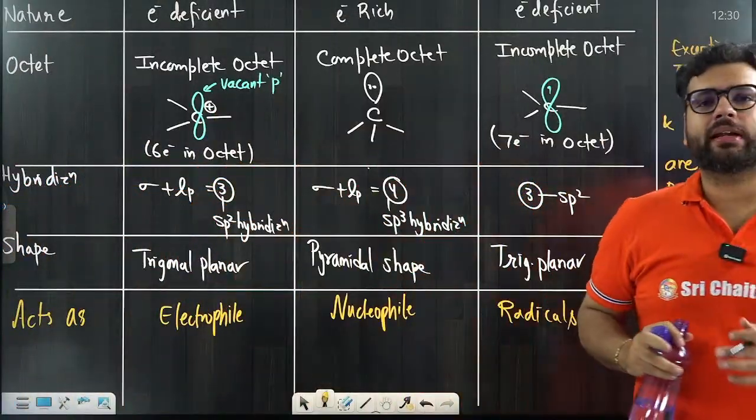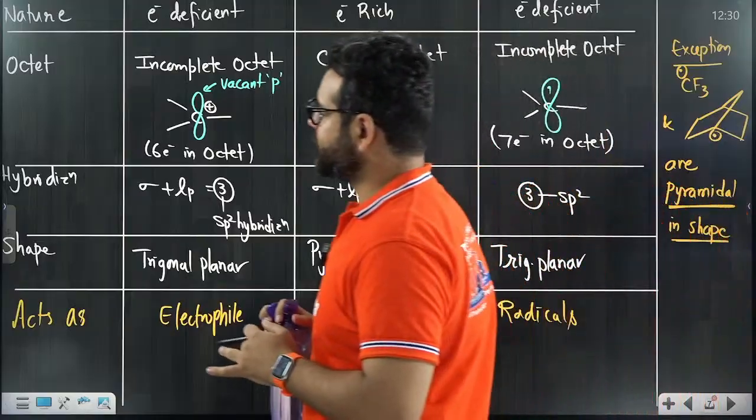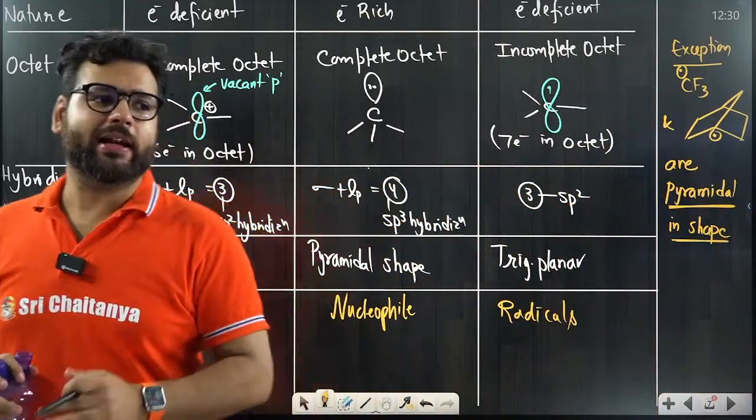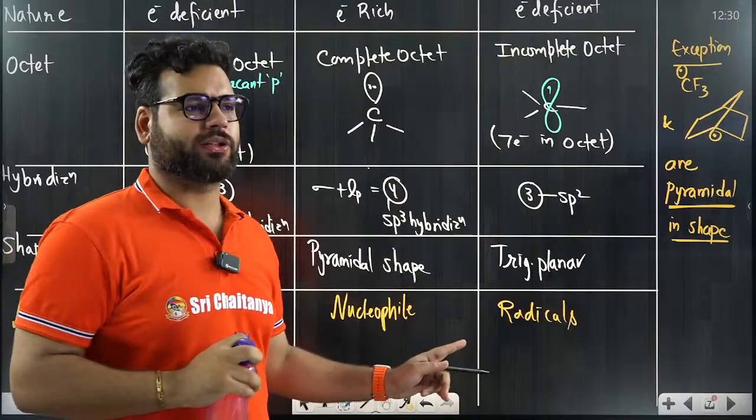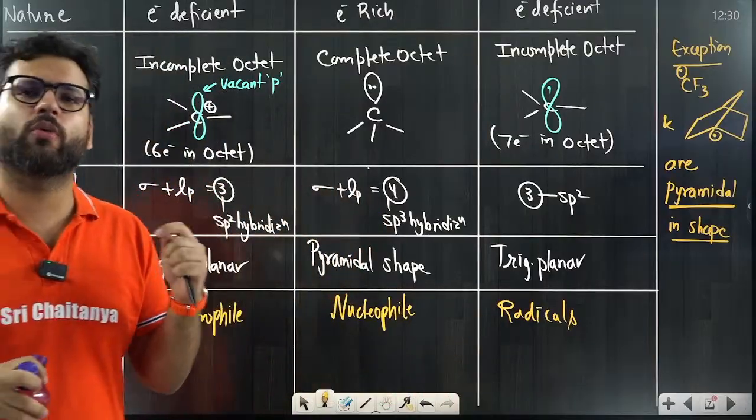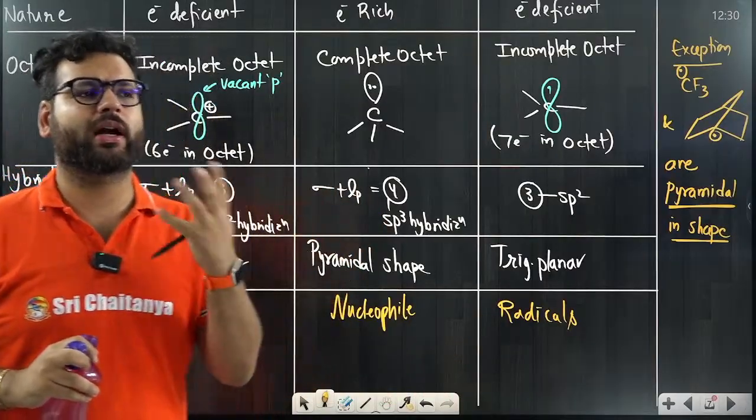So carbocations are electron deficient and electrophiles. Radicals are electron deficient, but they are not electrophiles. They don't want to gain 2 electrons. They can't gain 2 electrons.